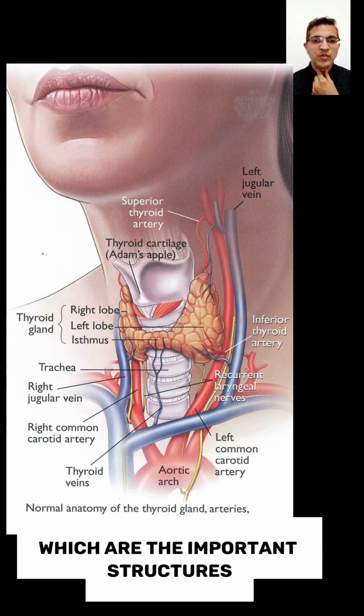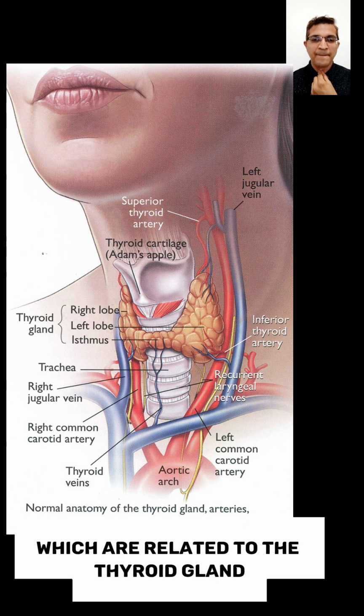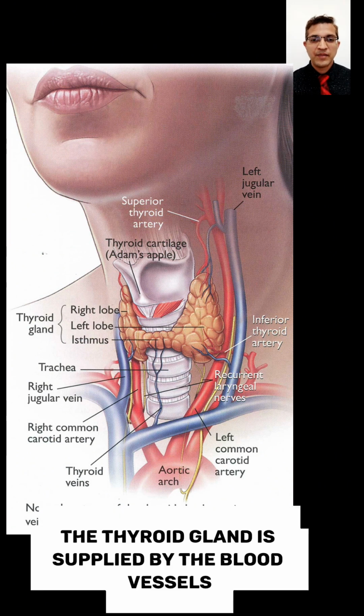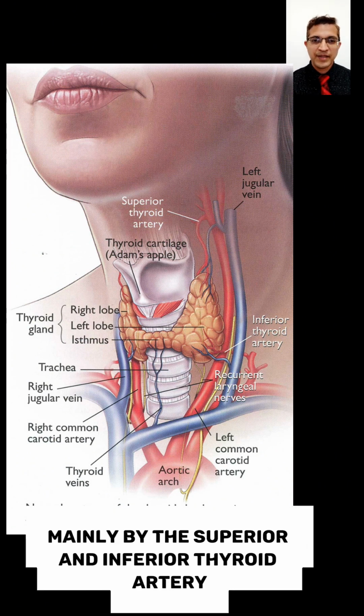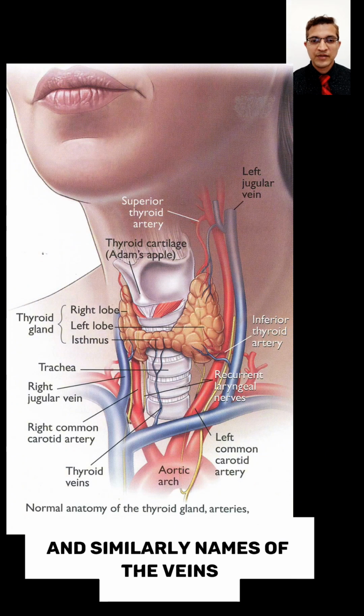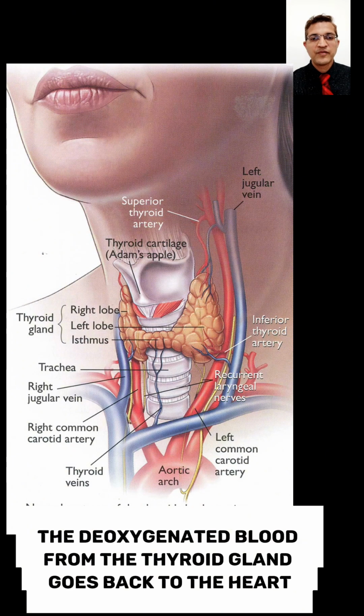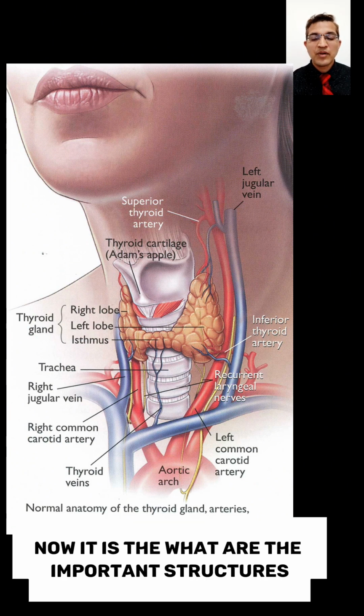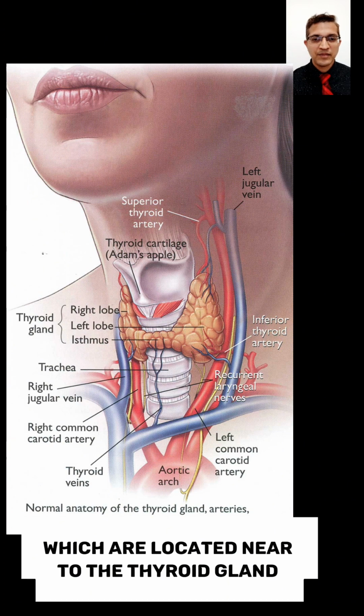All of you should know which are the important structures related to the thyroid gland. The thyroid gland is supplied by blood vessels, mainly the superior and inferior thyroid arteries, and similarly there are veins, through which the deoxygenated blood from the thyroid gland goes back to the heart. Now what are the important structures located near the thyroid gland?